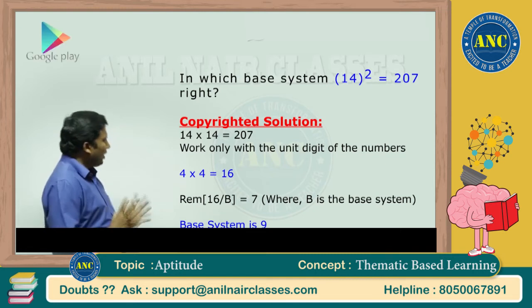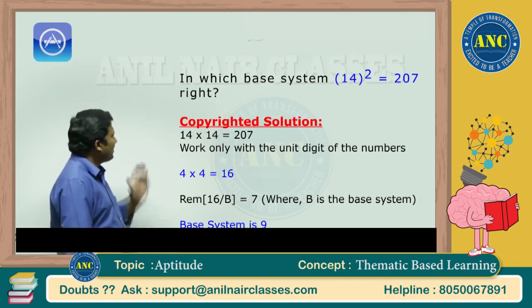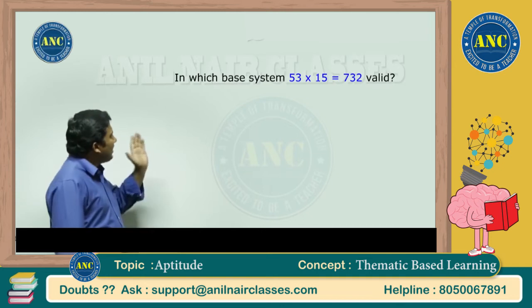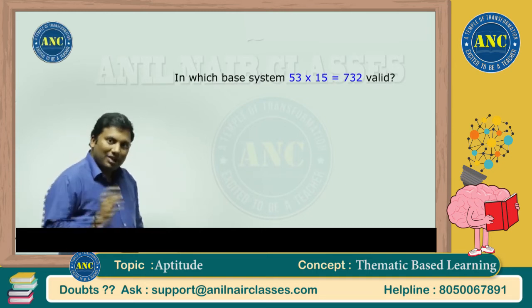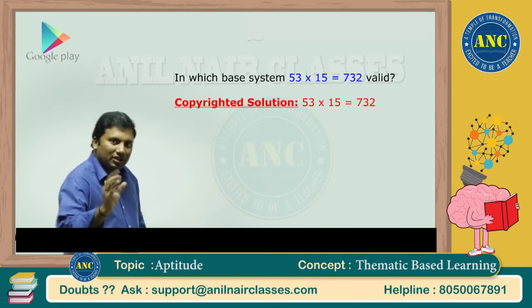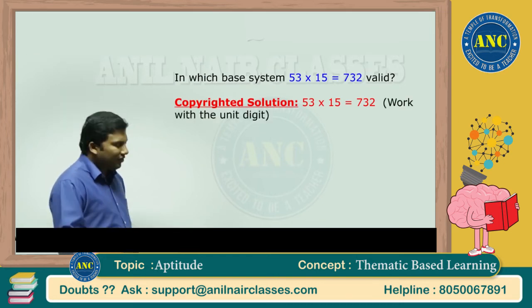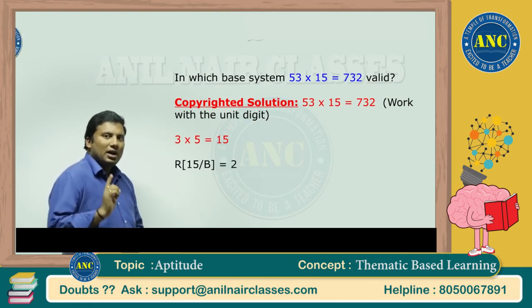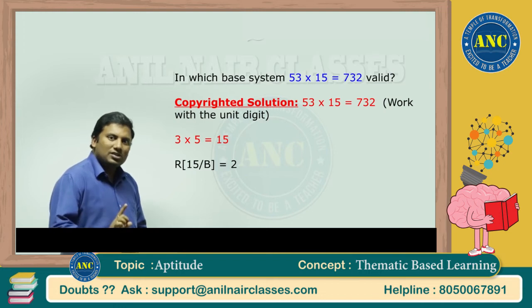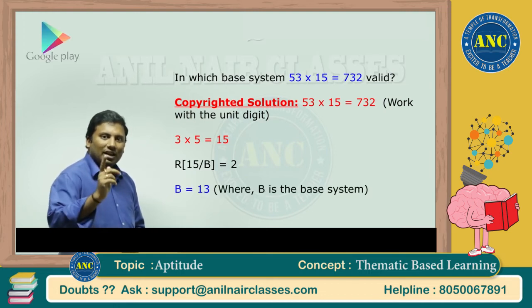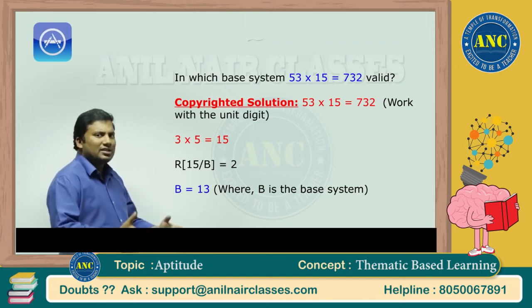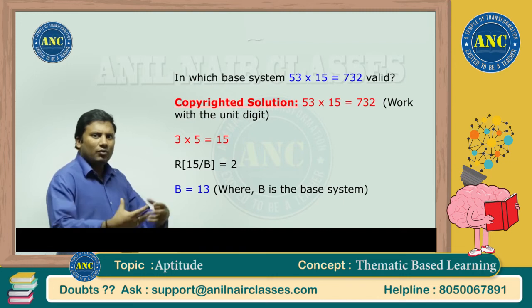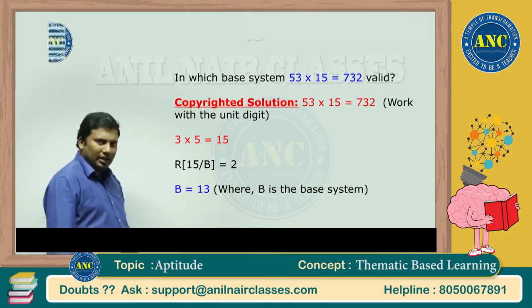Now second question. To understand it, I will take two more questions. Second question. 53 into 15 equivalent to 732. This expression is valid in which base system? Only attack the unit digit in the left hand side. 3 5s are 15. 15 divided by which base system? I will get 2 as the remainder. That base will become 13. 13 ones are 13. So in hexadecimal 0 to 9, A is 10, B is 11, C is 12, D is 13. You can give 13 to a particular variable. I hope it is clear.